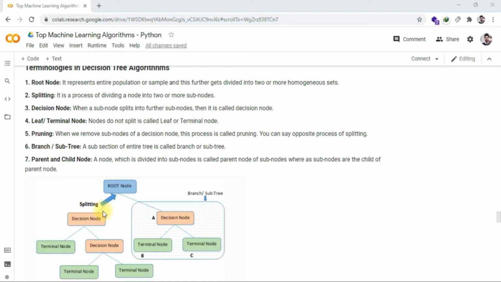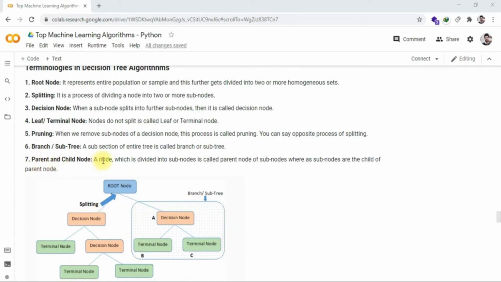Pruning. Pruning is a process to improve our decision tree. So basically when we remove the subnode of a decision tree, it is called pruning. We have to minimize the complexity of the decision tree to get a better result or to avoid overfitting. This is why pruning is used. I will explain pruning, the overfitting concept, and how to prevent it, all other stuff in our next video. So basically the other thing is branch or subtree. A subsection of the entire tree is called a branch or subtree, as you see here in this image.